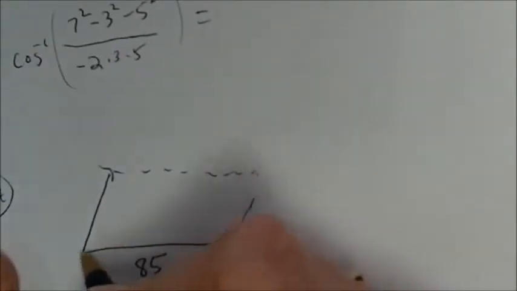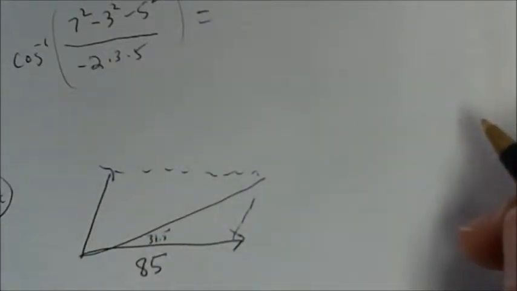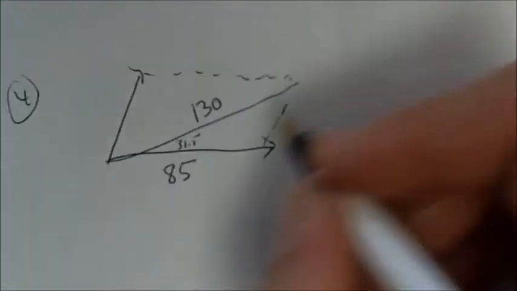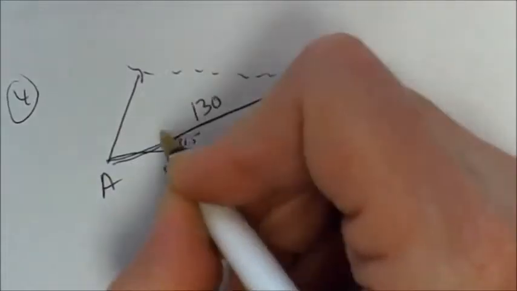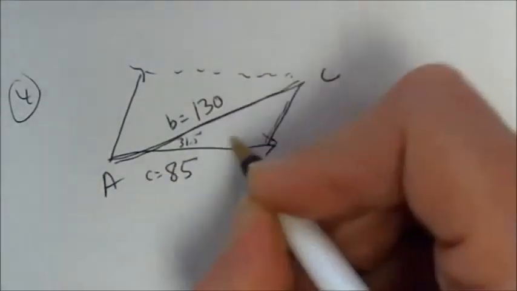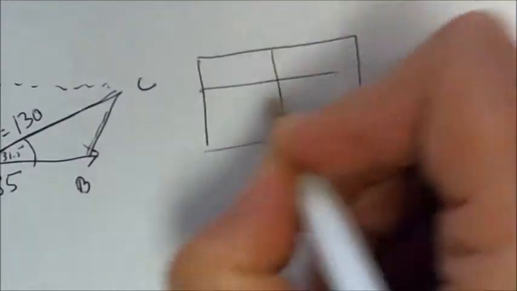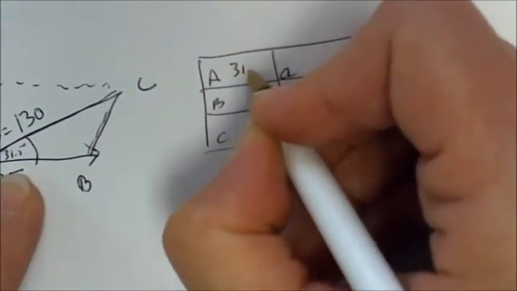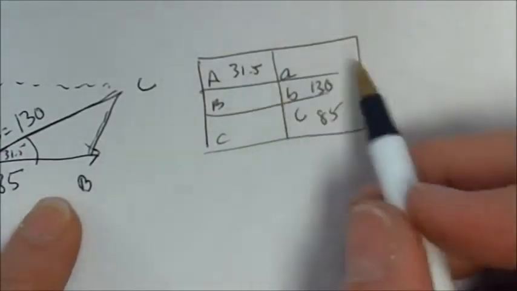So we're going to draw in our resultant. And this angle is 31.5 degrees. And they say that the resultant is 130 pounds. So what we have is this triangle ABC down here. I'll label it ABC, where they're giving us little b, they're giving us little c, and we have big A. So when you set up your ABC chart, they give us big A is 31.5, they give us little b is 130, they give us little c is 85, and because you don't have a whole row filled out, it's the law of cosines.